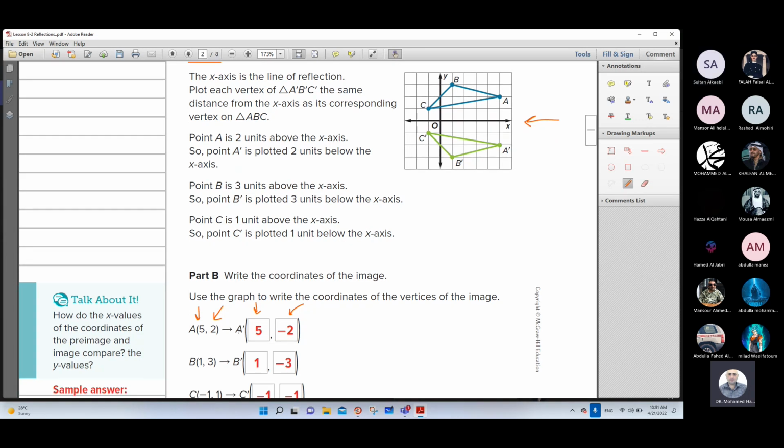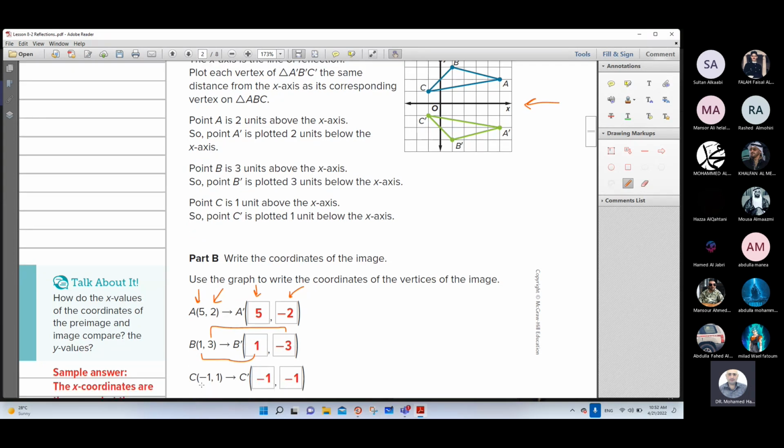Yes. This is B. B is 1 in X, 3 in Y. And B prime will be 1 in X, but negative 3 in Y. So compare between B and B prime. We have the same X, but we have the opposite Y. Here 3, here negative 3. And the same idea here, C is negative 1, 1. C prime will be negative 1, negative 1. As you see, we have the same X, but we have the opposite Y.